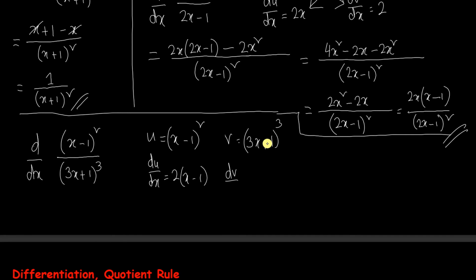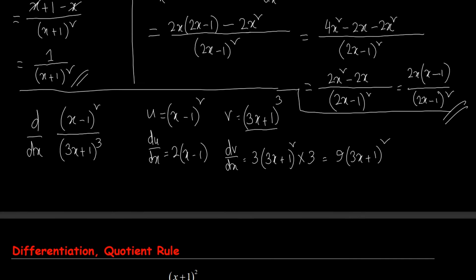Next, dv by dx, we can write it as 3 into (3x plus 1) squared, into, inside the bracket if we differentiate we get another 3. So finally you can write it as 9 into (3x plus 1) whole squared. So that is our expression.